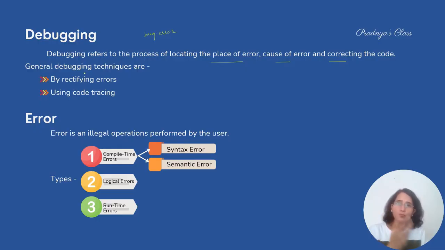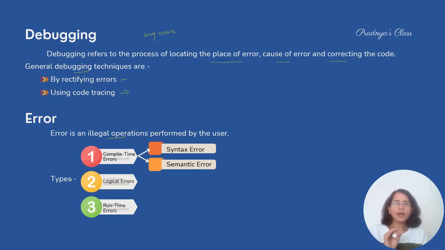There are two techniques for debugging. First, we rectify the errors, or we have one more option of code tracing. We have studied dry run and the trace table in the previous chapters. Now in this chapter, we will try to understand what an error is. An error is an illegal operation performed by the user. If we don't follow the syntax of the programming language, we get errors.